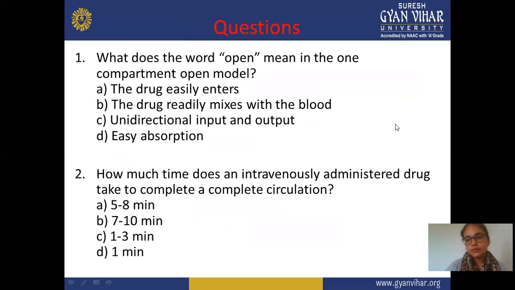Next is the question part, which is similar for this compartmental modeling topic. First, what does the word open mean in the one compartment open model? A, is the drug easily entering? B, is the drug readily mixed with blood? C, unidirectional input and output. D, easy absorption. Next, second question: how much time does an intravenously administered drug take to complete circulation? A is 5 to 8 minutes, B is 7 to 10 minutes, C is 1 to 3 minutes, and D is only 1 minute.